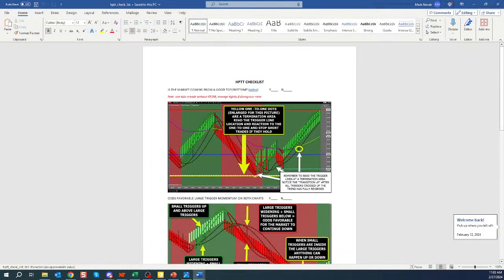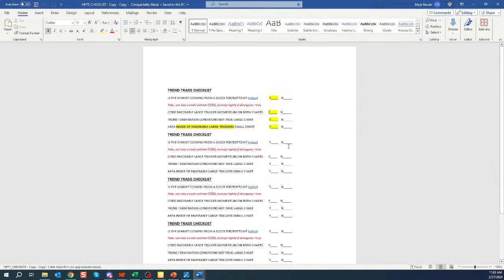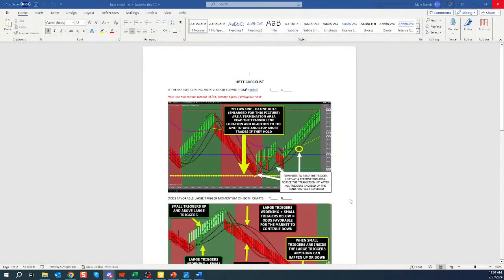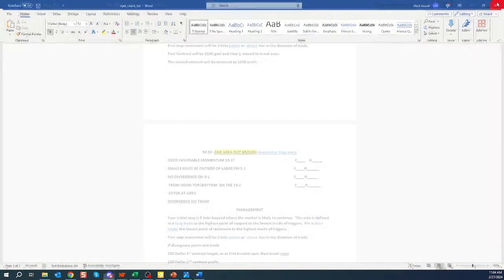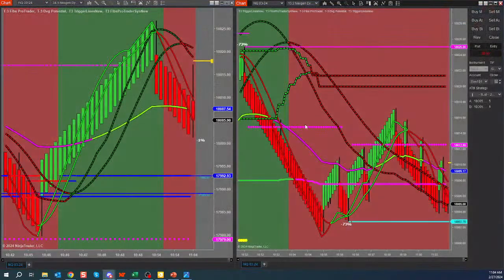Here's a checklist. That's not it. Here we go. Here's a trend trade checklist. So here's the first part. Is every time you take a trade, police yourself, right? Go through and look at it. But the most important thing that this does is, let's do this real quick.